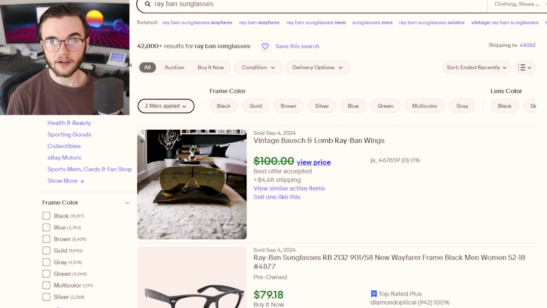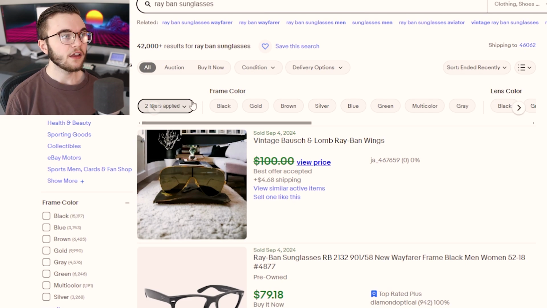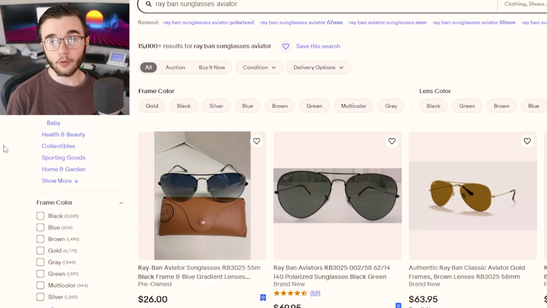Now, don't get me wrong, you can still sell things with just the tag Ray-Ban's sunglasses. But a lot of people, when they're looking for sunglasses, or even more particular, glasses frames, they're looking for specific model numbers. And there's a lot of different ways you can look at this. See, you can look at just general terms. For instance, let's look at aviators. So now we're looking at aviators.